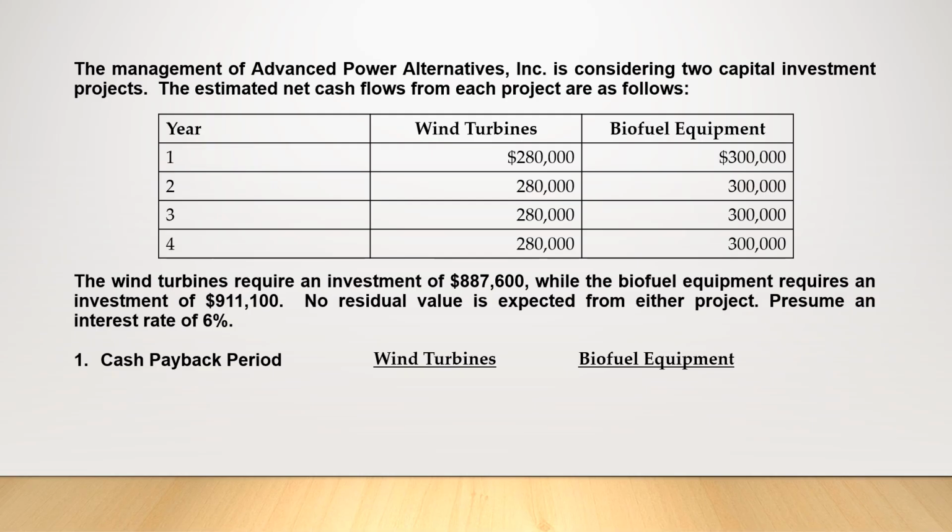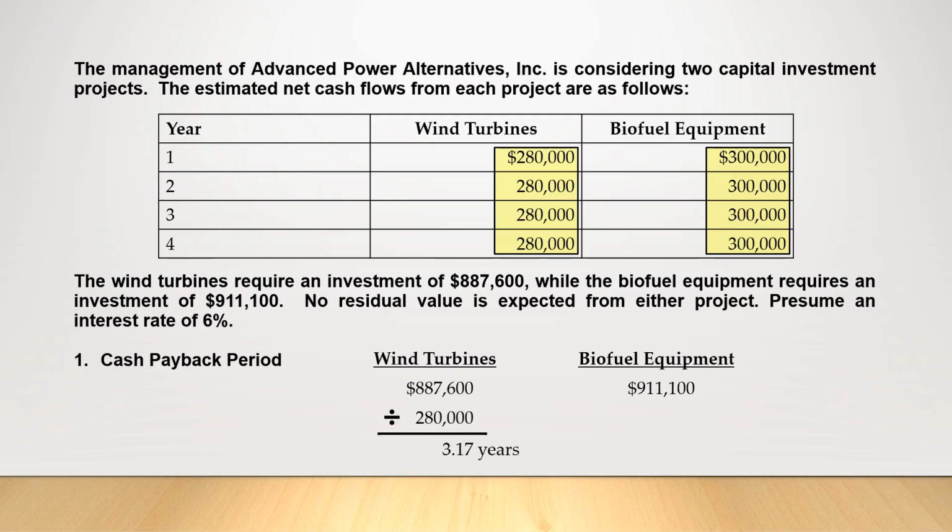The wind turbines have an initial cost of $887,600. The biofuel equipment's initial cost is $911,100. Divide the wind turbines' costs by their annual cash flows of $280,000 a year to get a payback period of 3.17 years. Divide the biofuel equipment's cost by $300,000 a year to get a payback period of 3.04 years.